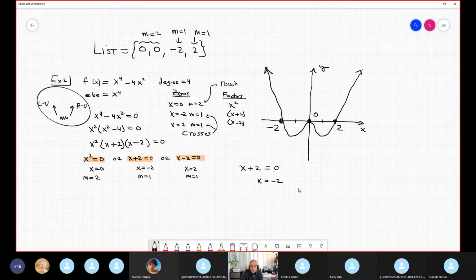And then when the multiplicity is an even number, the graph touches the x-axis somehow. When the multiplicity is odd, maybe 1, maybe 3, maybe 5, it crosses. Is this idea clear? This is an important idea. The rest is cosmetic algebra, intermediate algebra. Okay? Got it? Let me see in decimals. This example 2 in decimals to understand much better.